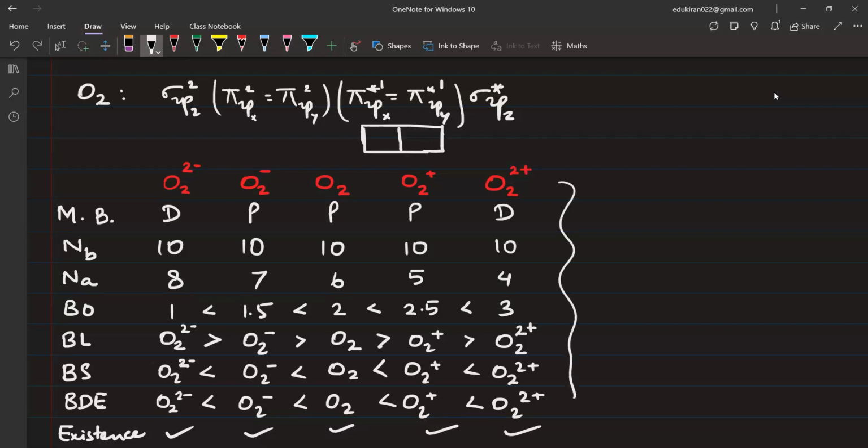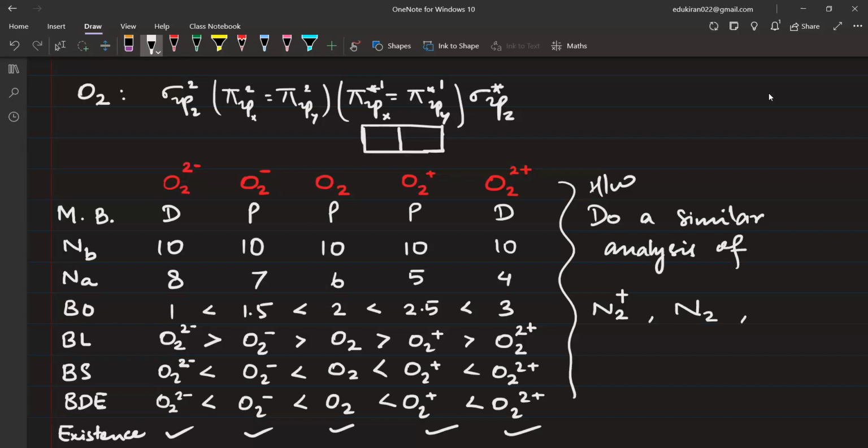Now your homework will be to do a similar analysis of N2. N2 आप रख लीजिए इस तरह से, N2 पॉजिटिव कर लीजिए आप, फिर N2 कर लीजिएगा और उसके बाद N2 नेगेटिव कर लीजिएगा, ठीक है। Similar analysis.